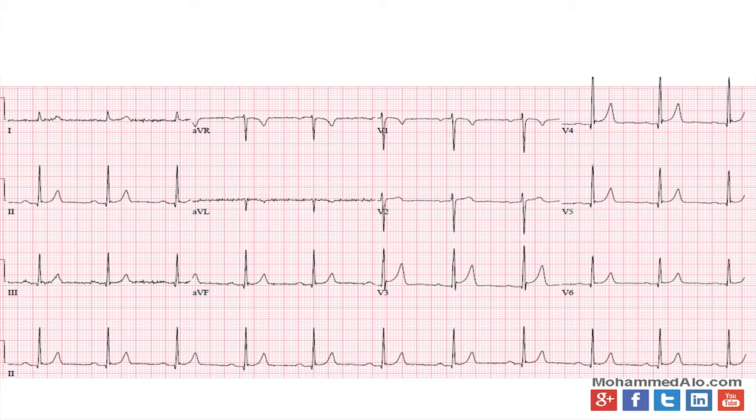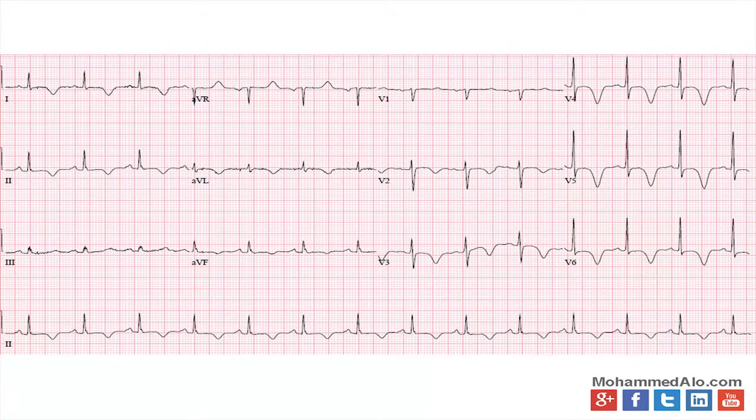On the limb lead side, obviously the ST segment shape doesn't really matter. It's a little bit elevated, but you got that little notch that gives it away that it's early repol. Plus that notch and the ST segments are kind of elevated everywhere. This is not to be confused with pericarditis. That one looks a little different. We'll have those later.